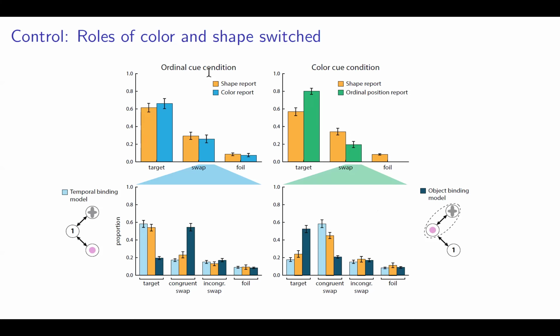If the ordinal position is cued, then we see largely independent errors. And if the color is cued, then we see a lot of congruent errors when a wrong ordinal position is reported, and also the shape at that ordinal position is mostly reported.